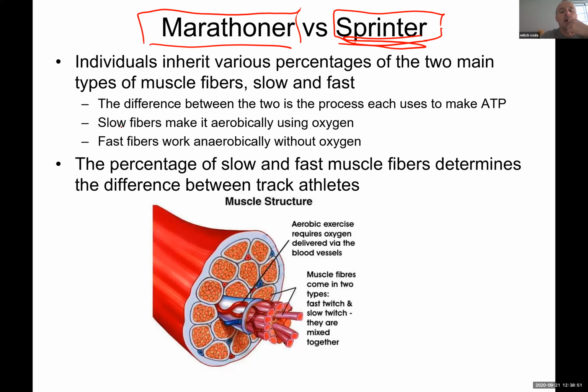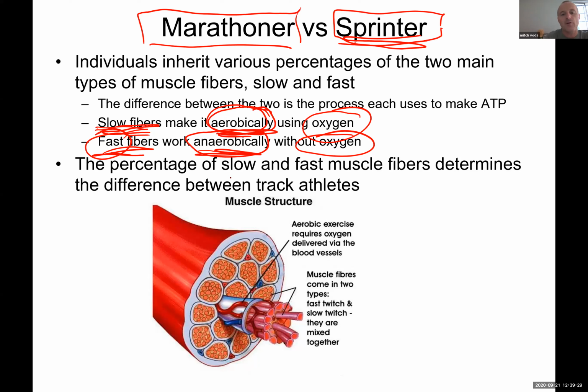Now, if you are a marathoner, you have slow fibers. As you keep training, they evolve in such a way that they aerobically use oxygen to produce ATP. Then the fast fibers use it anaerobically. Basically, what it means, they don't use oxygen. So the slow fibers evolved so that they aerobically use oxygen, and fast fibers use it anaerobically.